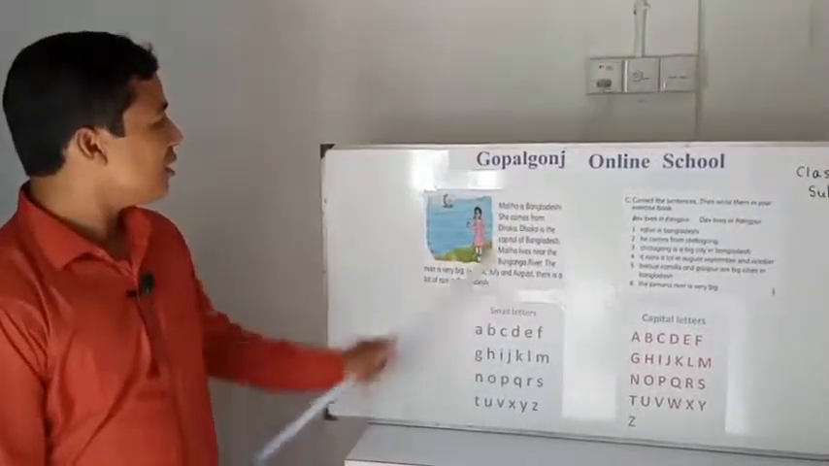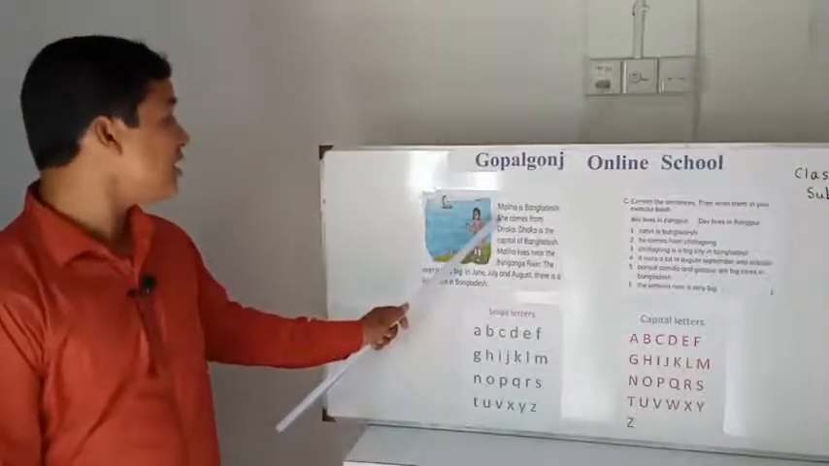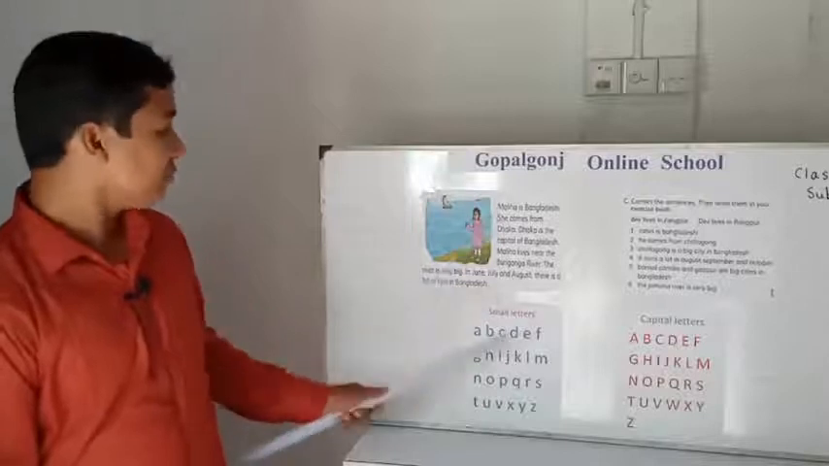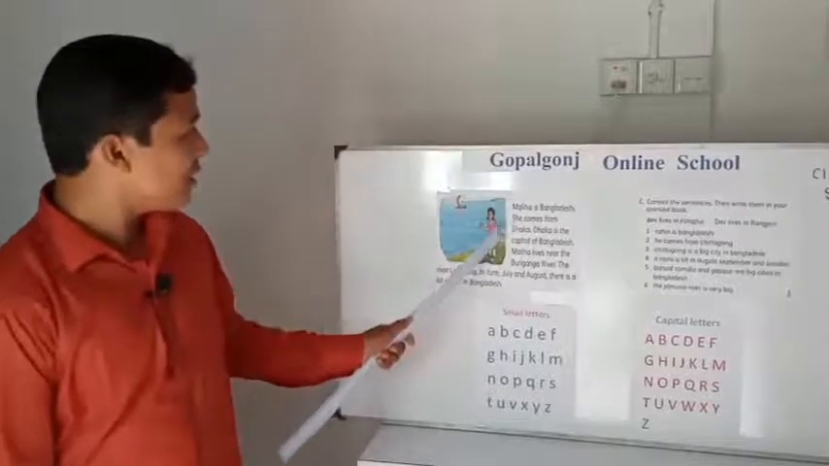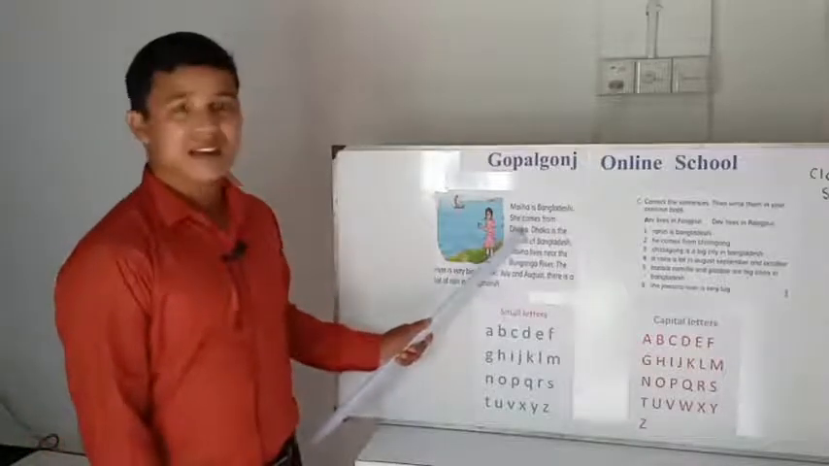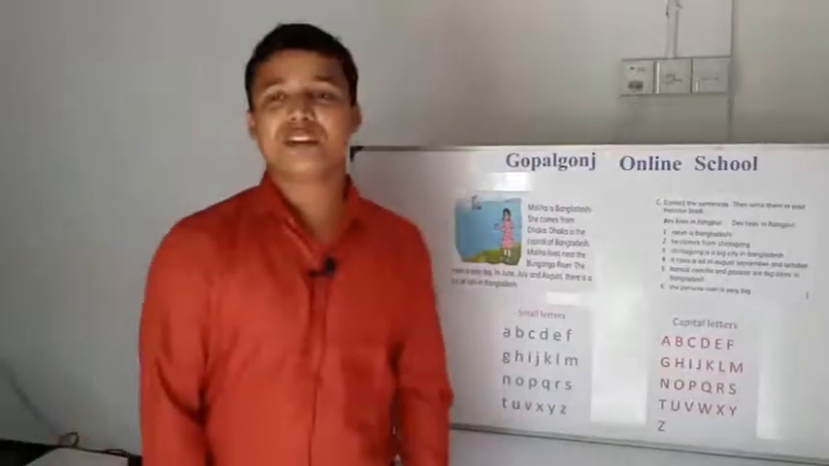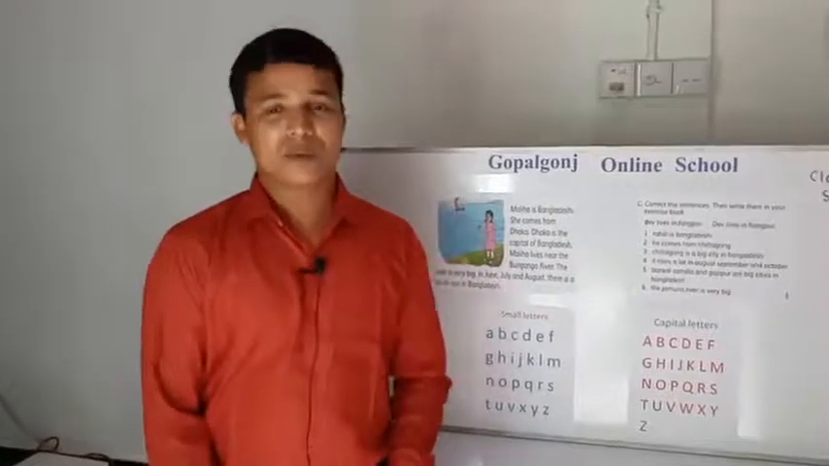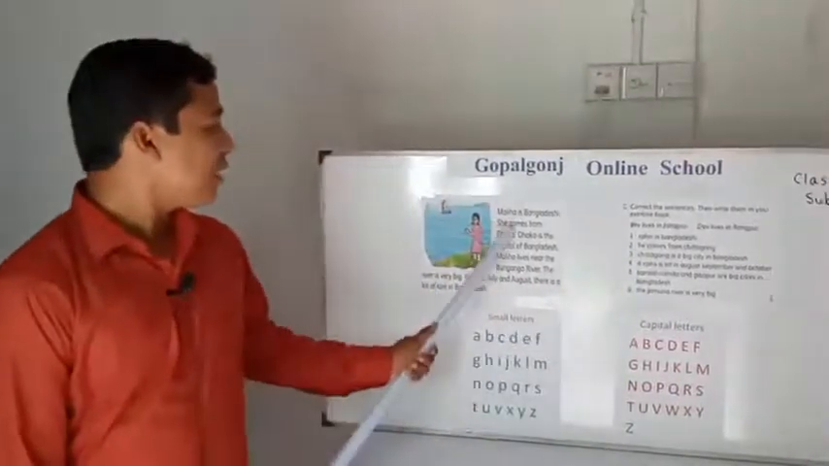For this reason, here "She" is in capital letter. I am reading the sentence again. She comes from Dhaka. Dhaka is the capital of Bangladesh. Here, Dhaka is the name of a city. It is also our capital city. So Dhaka is the name of a place.